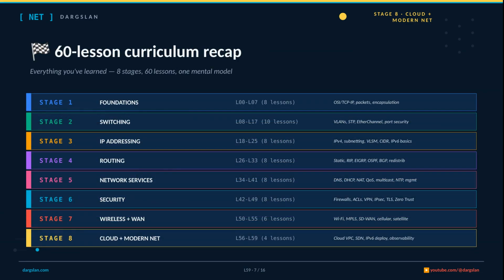And before we close out observability, let's take a breath and look at the road behind you. 8 stages, 60 lessons, from the very first packet diagram in Foundations, through switching and the long climb of IP addressing and subnetting, into routing protocols, the services layer, security, wireless and WAN, and finally, cloud and modern networking. Every box on this slide is a skill you now own. One continuous mental model, built lesson by lesson.